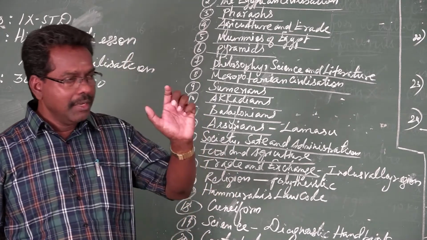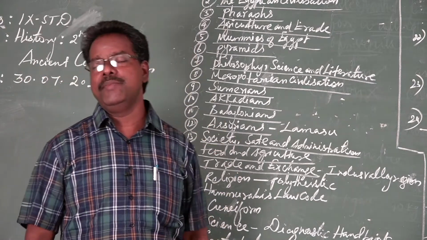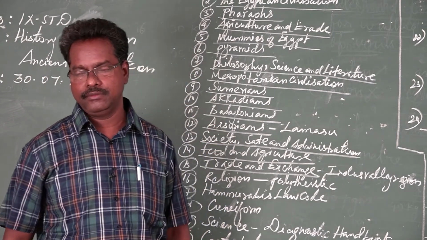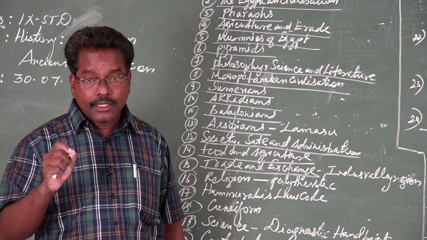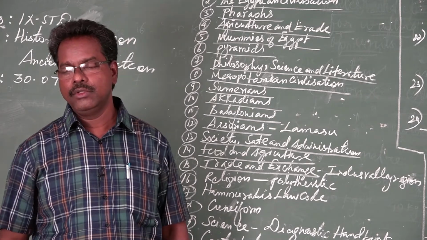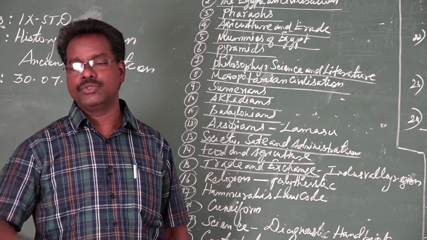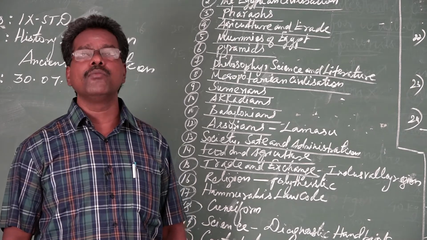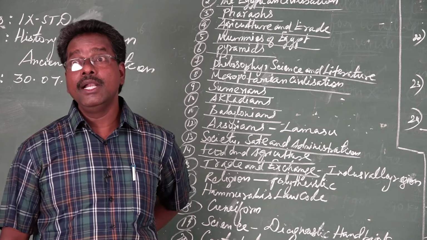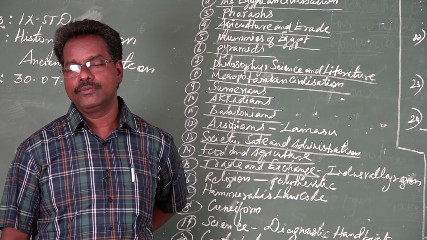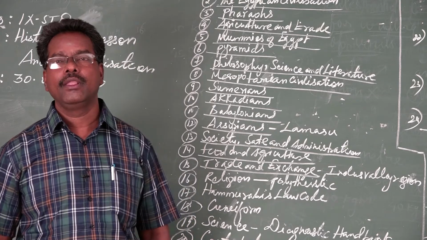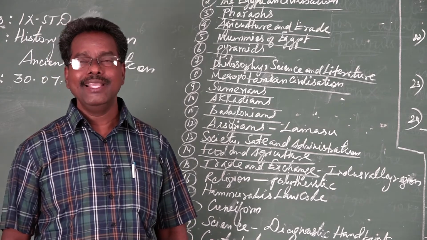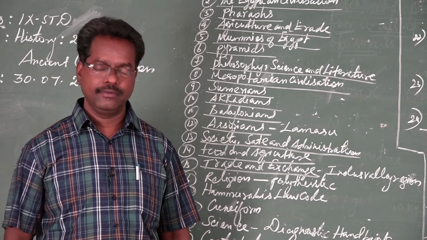What was the very important economic activity of the Mesopotamians? Trade. From whom did traders buy the goods? They bought the goods from artisans. Where did they export the goods? They exported the goods to various countries, for example, Syria, Asia Minor, Iran, and the Indus Valley regions.